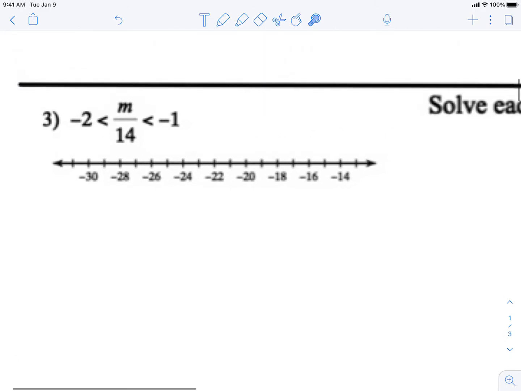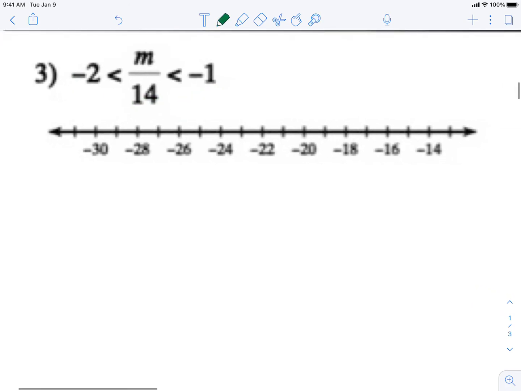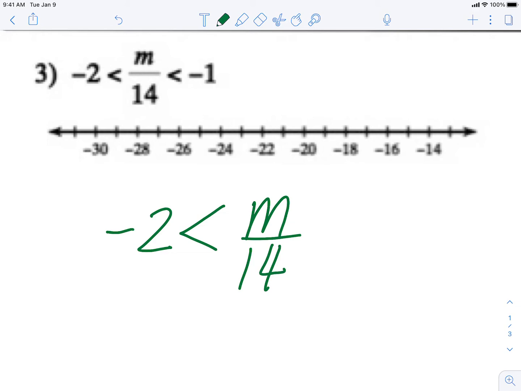So here we have a conjunction. Conjunction means that both of these are together. Look, it's all just one piece. There's no and. I don't see an and anywhere. So let's copy it down. -2 is less than m over 14 is less than -1.